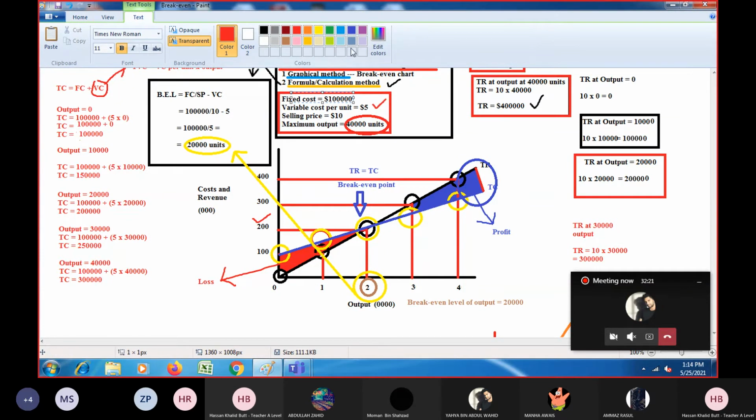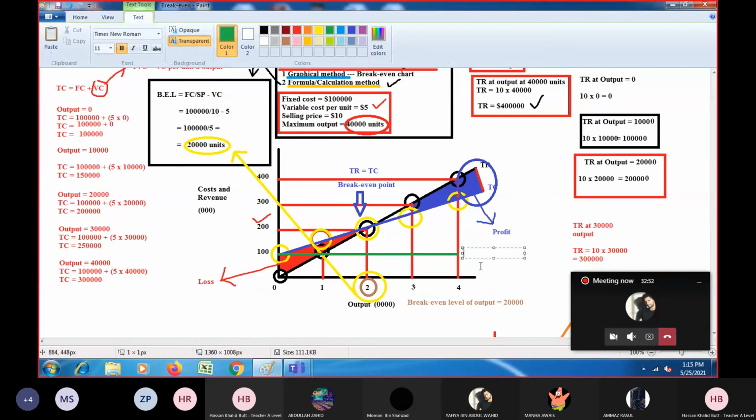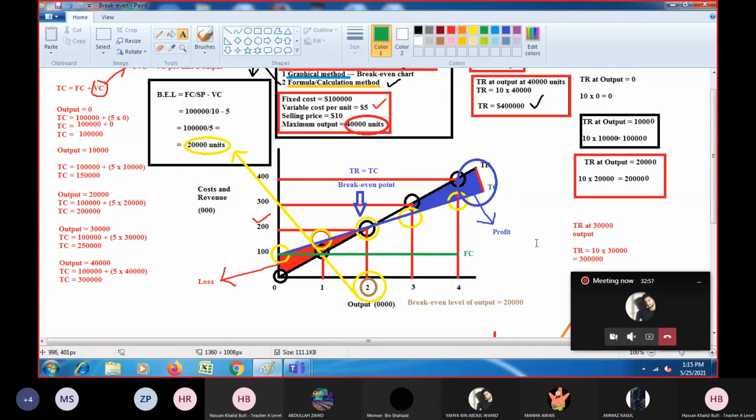So if I need to draw a fixed cost curve here as well, I can. Although it's not required to find the break-even point or the break-even level of output, you can still draw it if the question asks about it. You just take a point from 100,000 and draw a straight line showing fixed cost. Okay, this is how you will show it. This will be the fixed cost. We are not moving ahead because this is the maximum output. You cannot go beyond that. This is fixed cost. Okay, you can draw it as well.